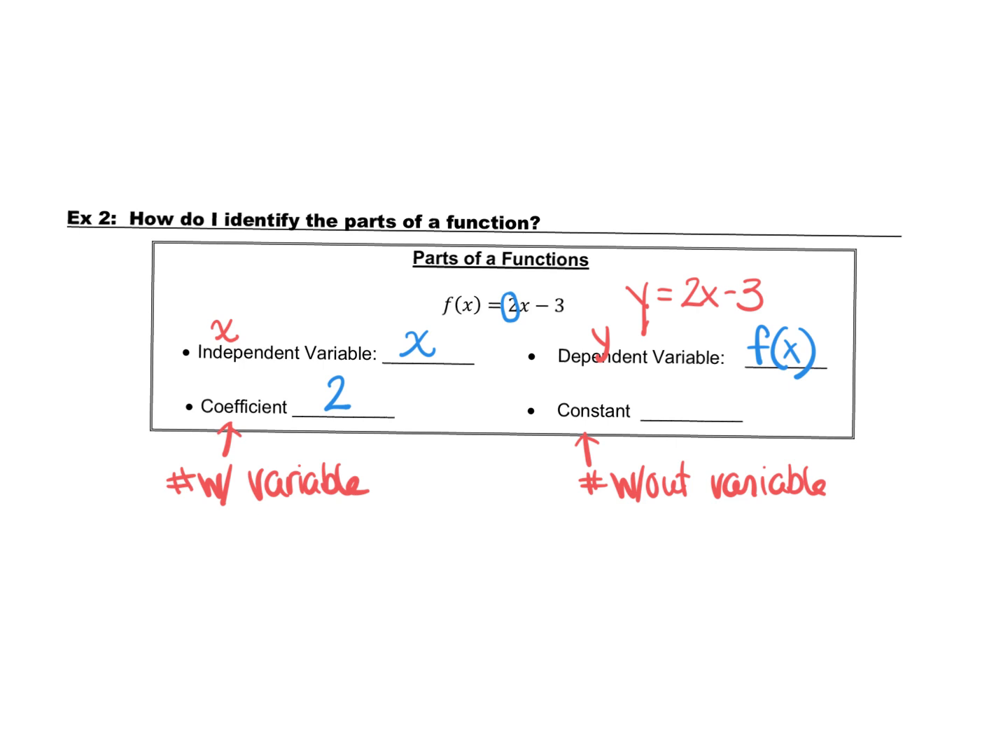And now we need to identify the number without the variable. So the number without the variable here, because you've got a minus before the 3, we have to say that the constant, or the number without the variable, is a negative 3. If I had a plus 3, all you'd have to do is write 3. But here I don't. I have minus 3, so we have to identify that as a negative 3.